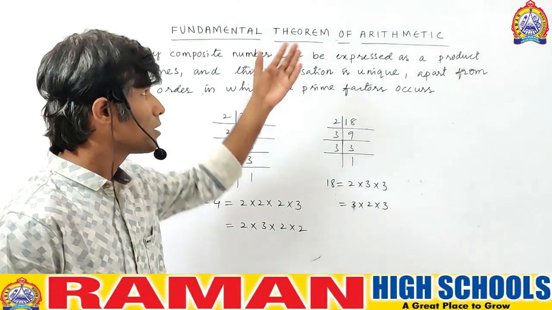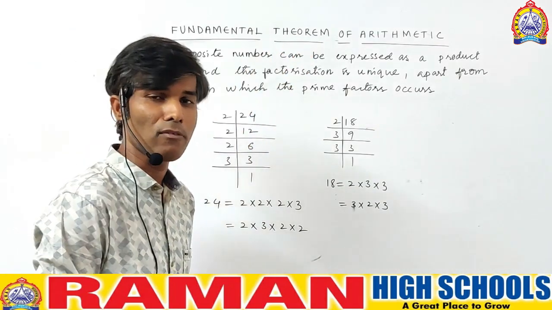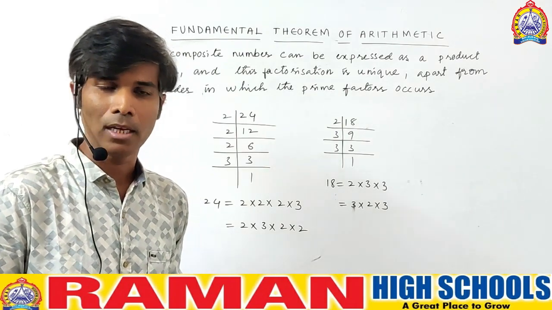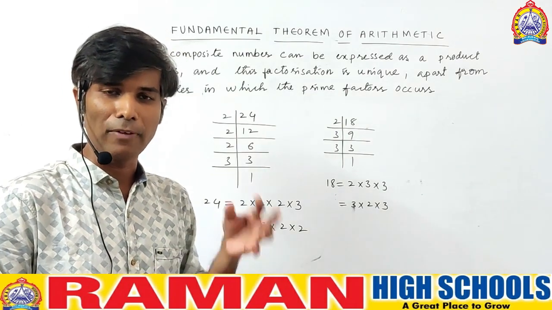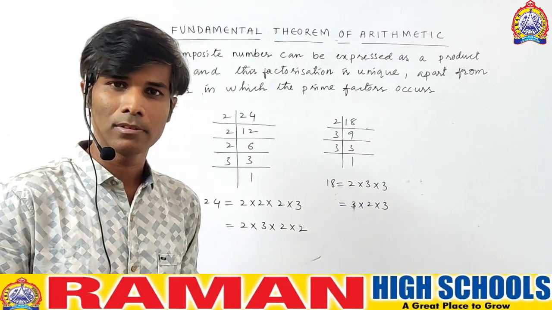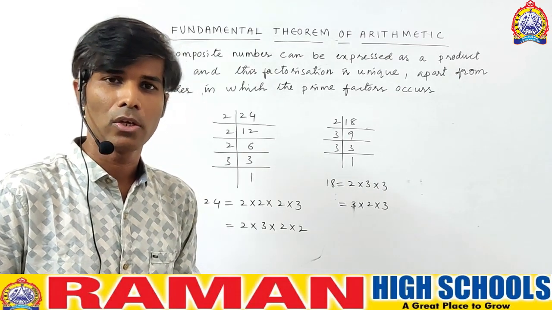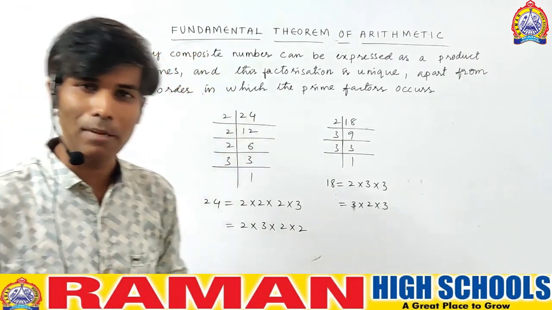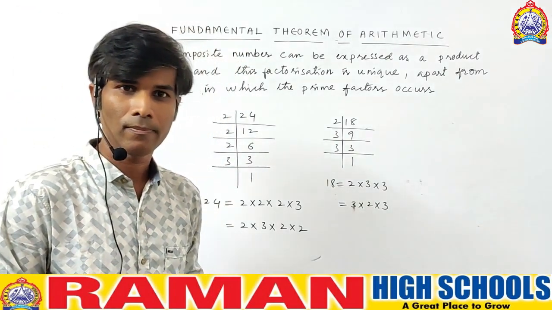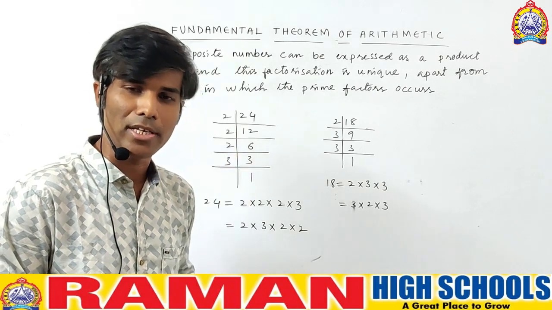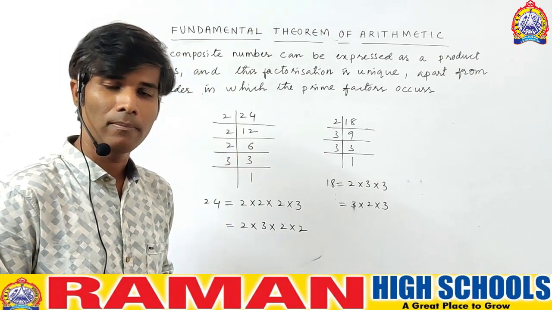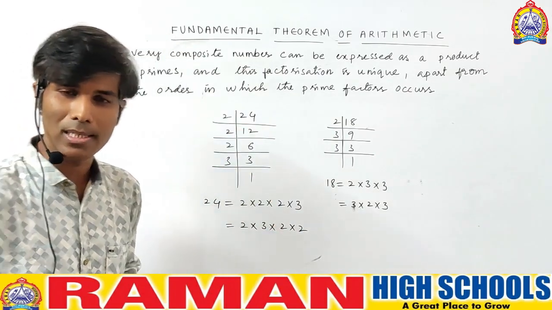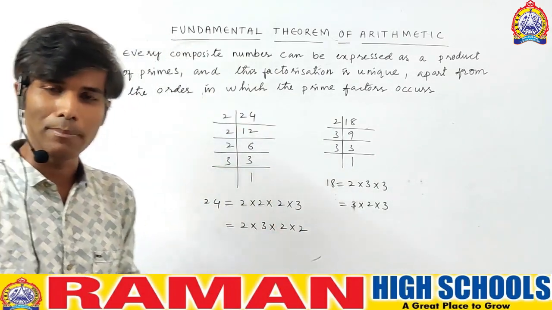Okay, so this definition is important for 1 mark questions in the SSC board examination. You have to remember this statement, and sometimes they will ask: define the fundamental theorem of arithmetic, give an example. For that you have to write this statement, that is every composite number can be written as a product of primes, and this factorization is unique apart from the order in which the prime factors occur. And you can take an example like this and say that every composite number can be written as a product of primes.